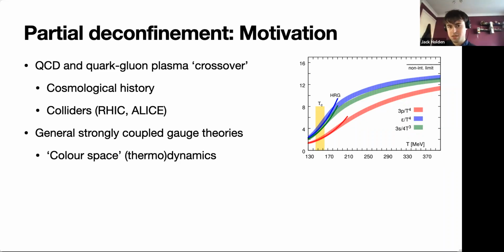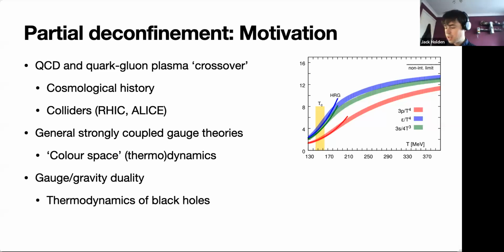Partial confinement also governs the dynamics and thermodynamics of gauge theories in general. So it would be a feature of gauge theories in general. And so if gauge theories emerge in condensed matter systems or beyond the standard model, then it's likely that the partially confined phase will appear in some form. And then finally, there's gauge gravity duality.